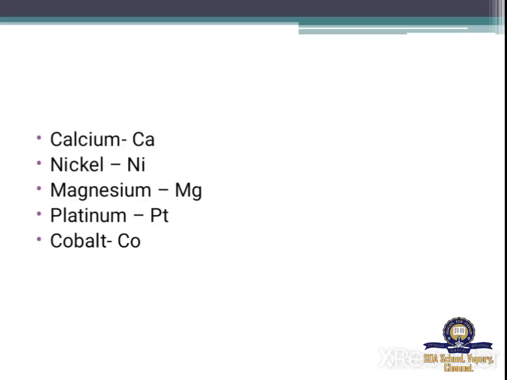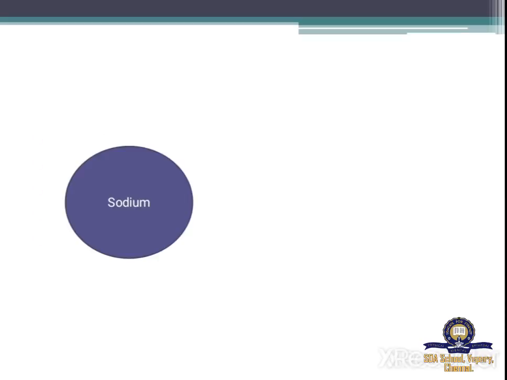Now we are moving on to the next way. According to the first and the second way, what will be the symbol for sodium? It should be S or So or something like that, right? But that's not correct. The symbol for sodium is Na. How come? The answer is given by the third way.